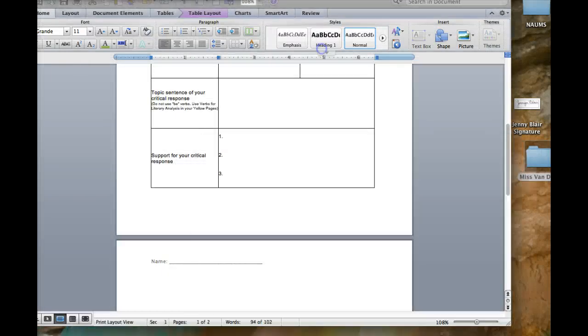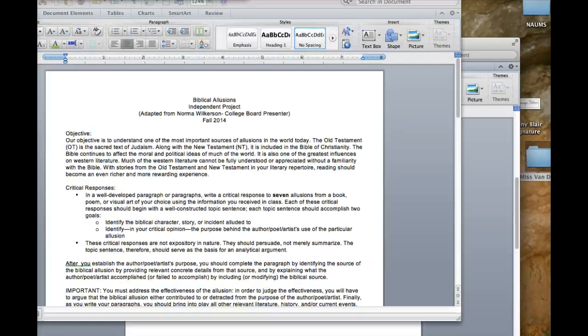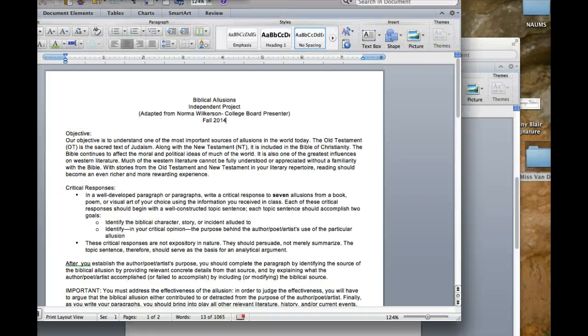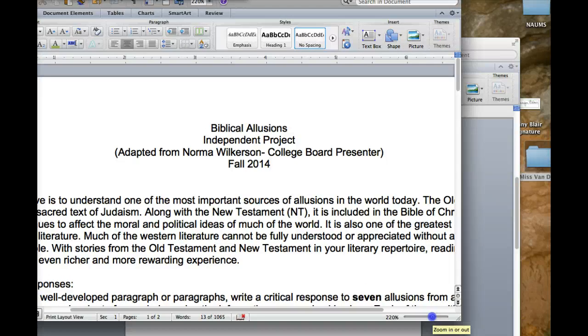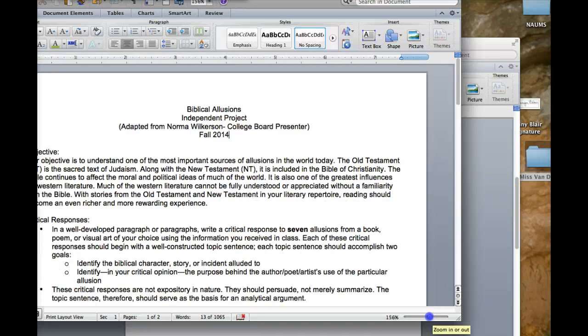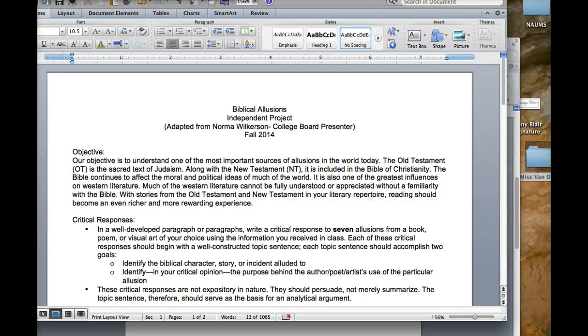And I want to look over the allusions project with you. And this is the major paper that you'll turn in concerning allusions. This will be a major grade. And so you can read this on your own, but basically we're focusing only on the biblical allusion. So you won't necessarily be writing about biblical or mythological allusions or those other ones. You're going to focus on the biblical allusions.